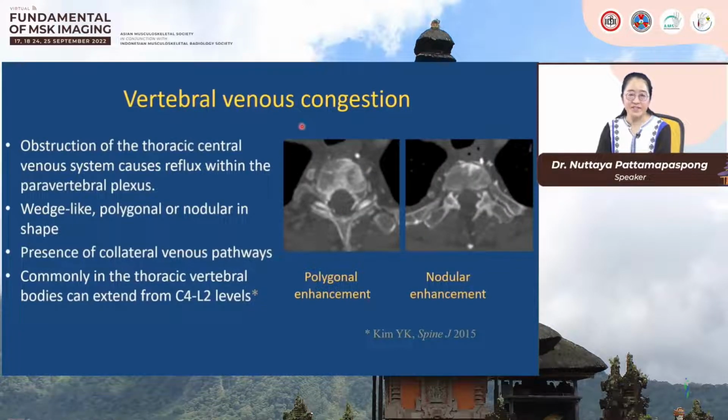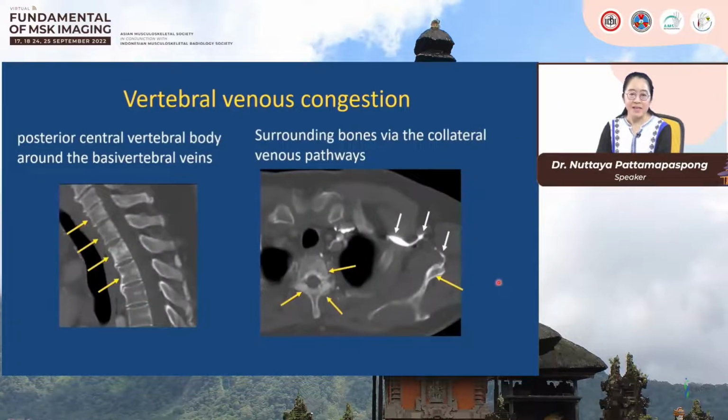This is the effect of vertebral venous congestion. That's because we have obstruction of the thoracic central venous system and reflux to the paravertebral venous plexus. The pattern of enhancement can be polygonal or nodular, and we can have presence of collateral venous pathways. It commonly occurs in the lower cervical spine extending to the thoracic spine and can reach the T2 level for the upper lumbar spine. It also can involve the surrounding bones such as the sternum and scapula because we also can have collateral venous pathways.